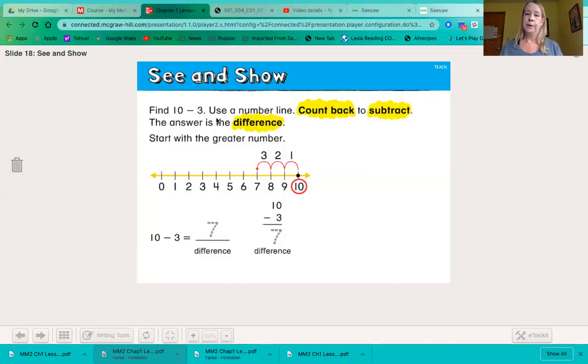Find 10 minus 3. Use a number line. Count back to subtract. The answer is the difference. Start with the greater number. All right, so I'm going to start on 10, jump back 3, 1, 2, 3. The difference is 7.